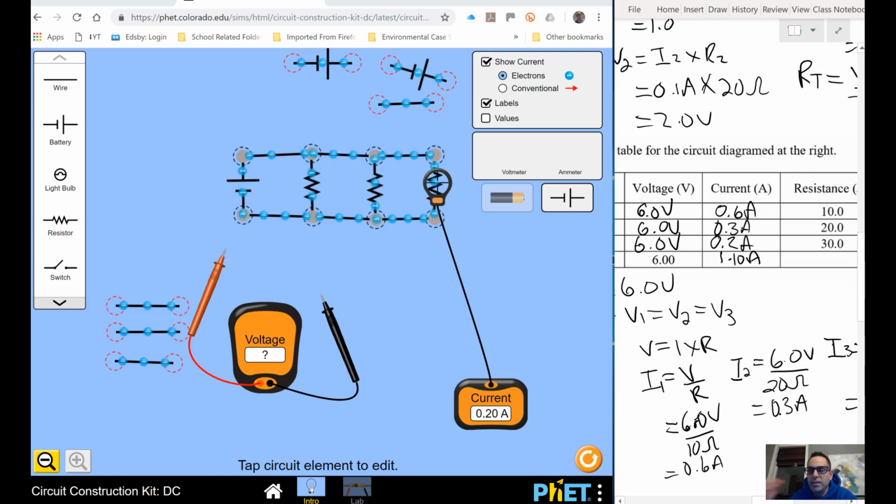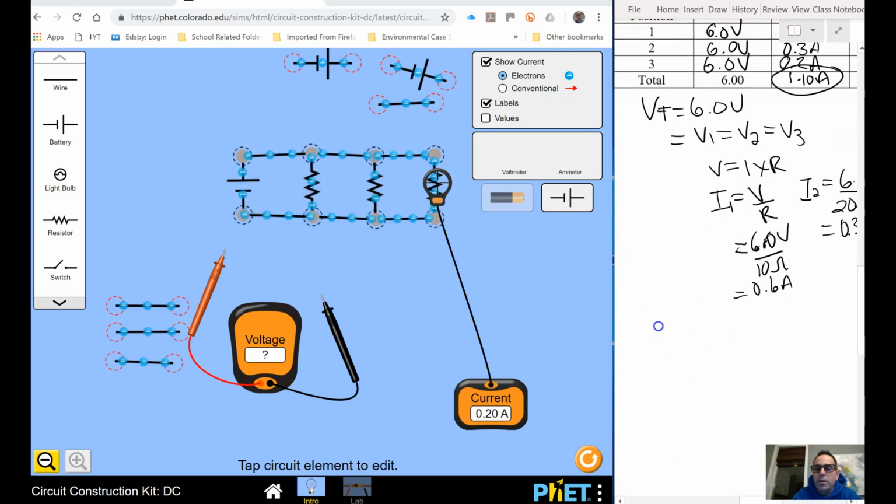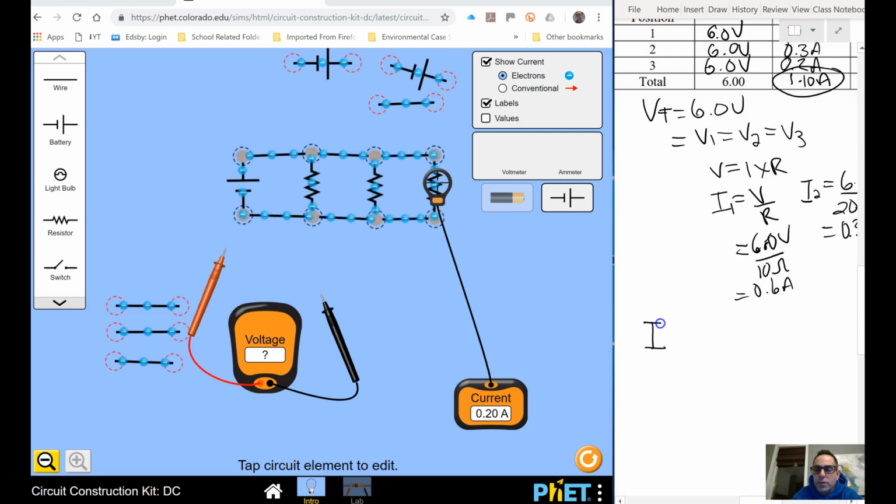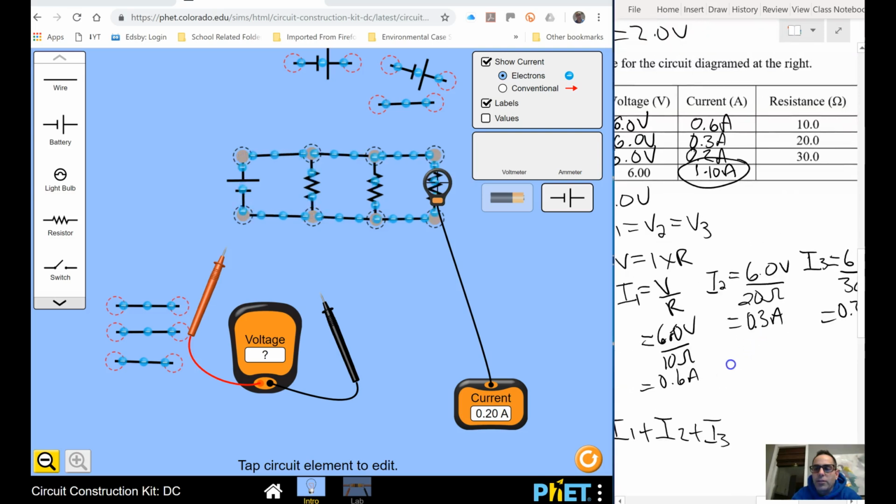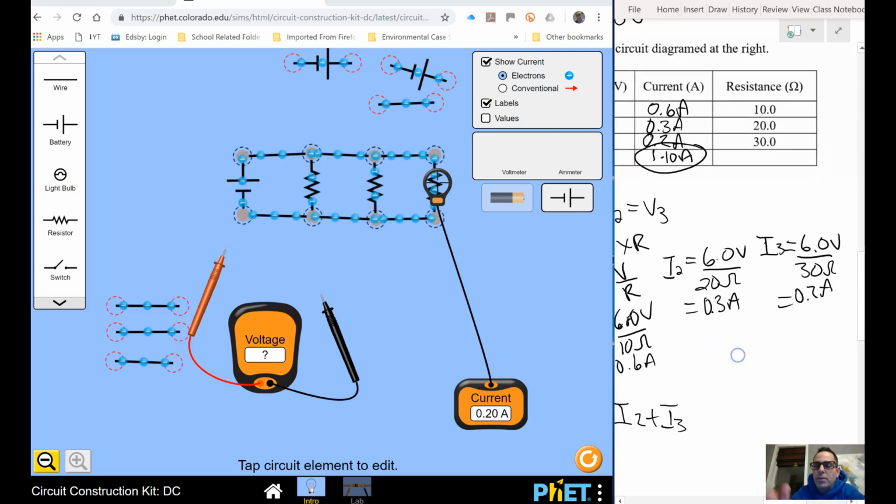All right, and if we add 0.6, 0.3, 0.2 all the way up, we get 1.1 amps as our total current. So remember, when we're dealing with a parallel circuit, your total current is equal to the sum of the currents through each path. Now, the one weird thing is trying to solve for total resistance, because you can't add them all up. It's actually this weird inverse relationship. But we don't have to get into that per se right now.